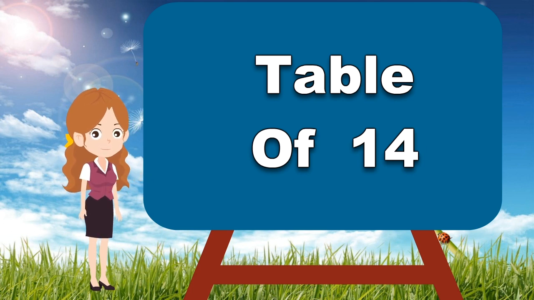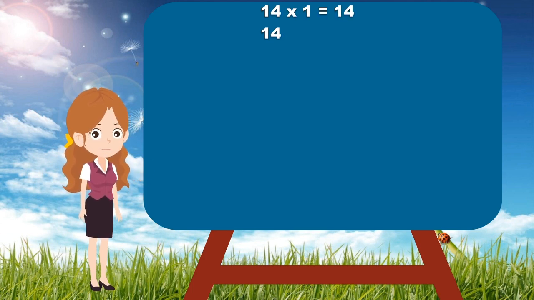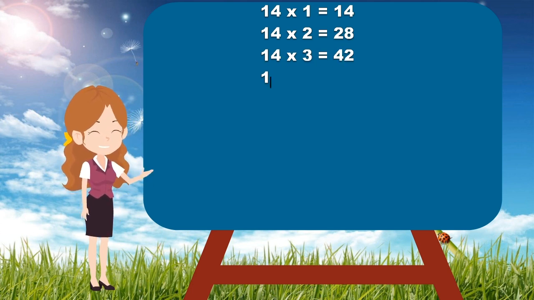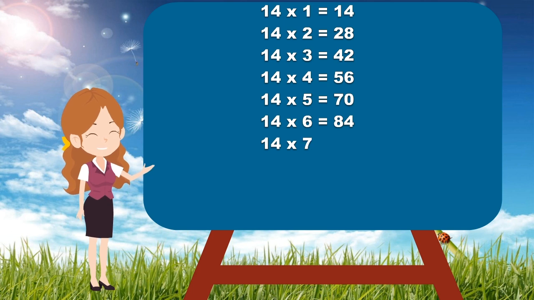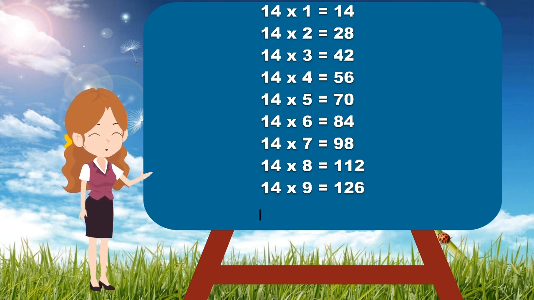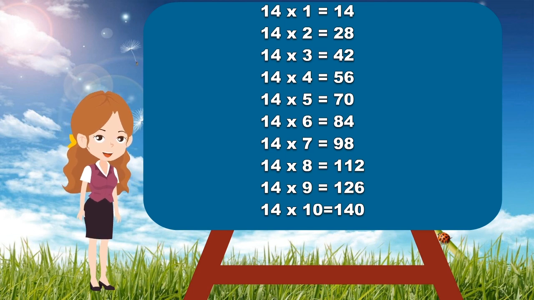Let's start. 14 ones are 14, 14 twos are 28, 14 threes are 42, 14 fours are 56, 14 fives are 70, 14 sixes are 84, 14 sevens are 98, 14 eights are 112, 14 nines are 126, 14 tens are 140. Now children, repeat this table with me.